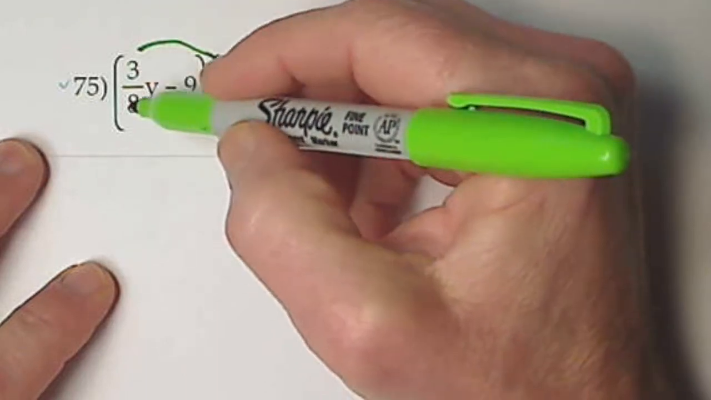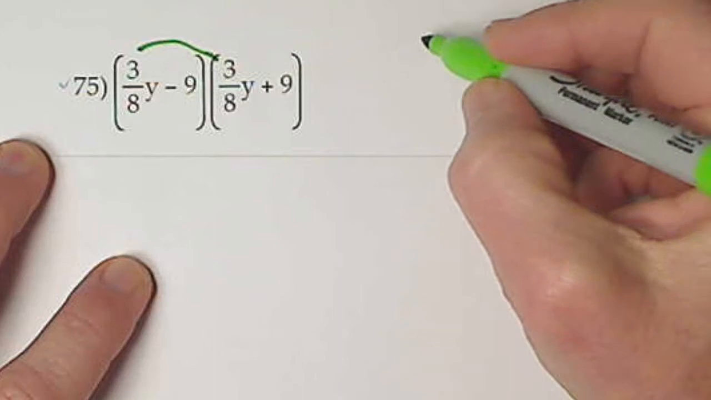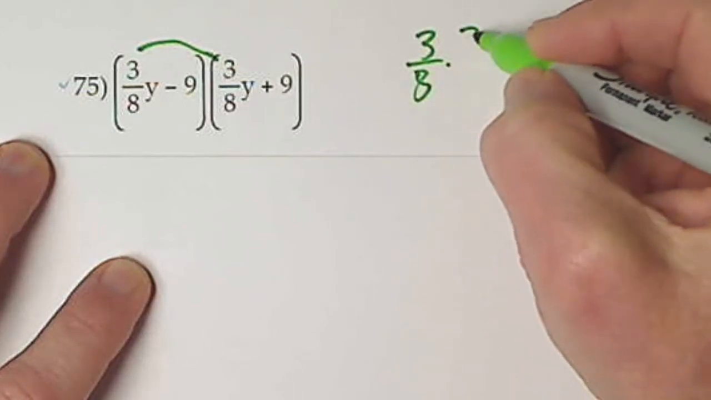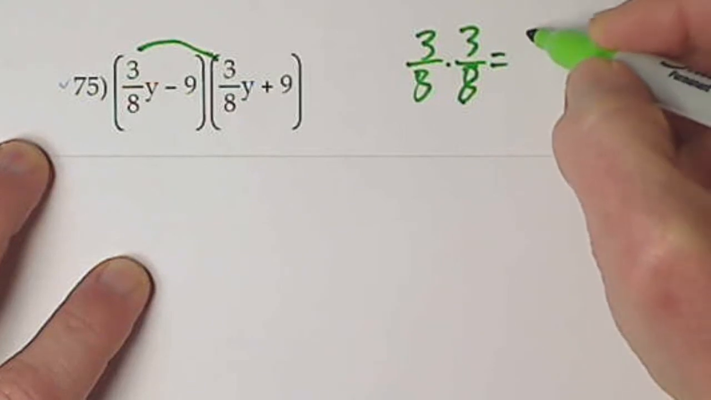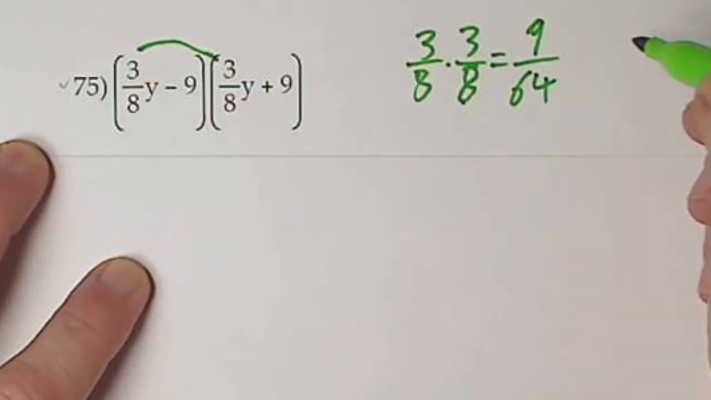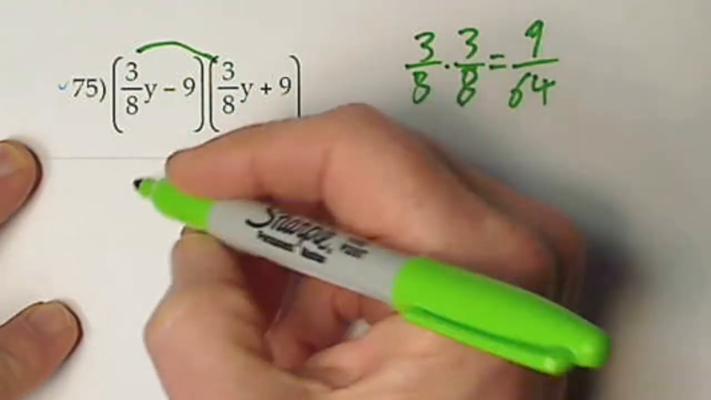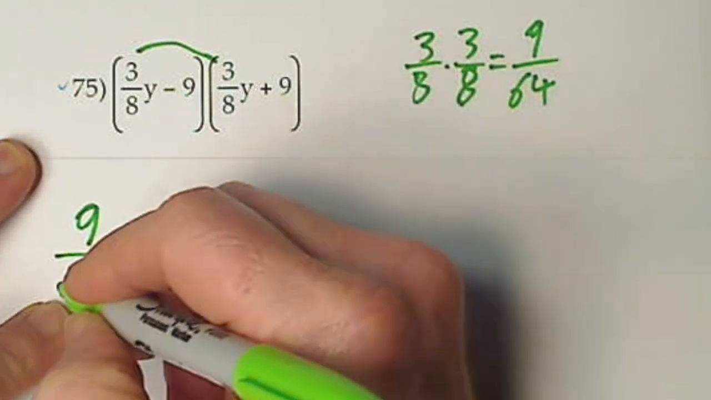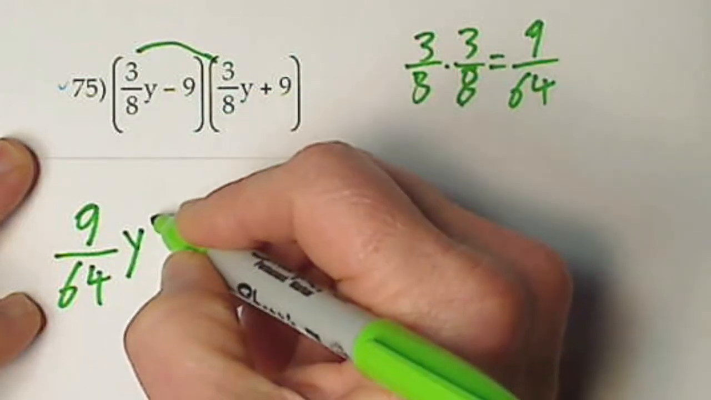Okay, so 3/8y times 3/8y. Remember, 3/8 times 3/8 is going to be 9/64. Okay, we basically just squared this thing. So that gives us 9/64 y squared.